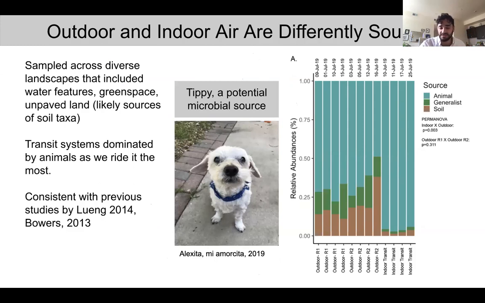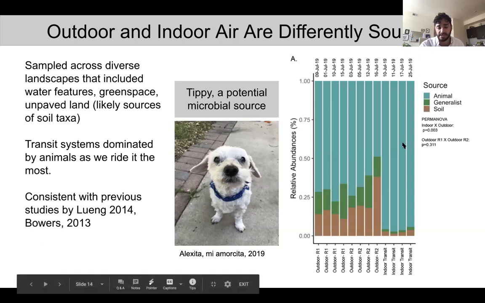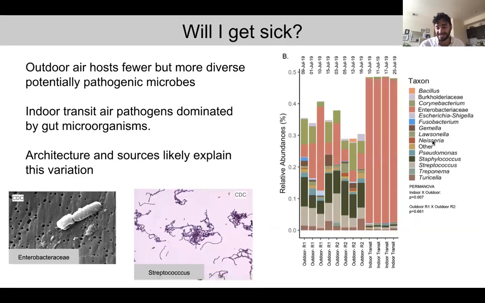And it's consistent with other studies of both outdoor air as well as transit systems. So specifically, this was in Hong Kong and this was in Colorado. And yes, "am I going to get sick?" is a really great question everyone asks me when I talk about this. And I'm like, well, I don't know.